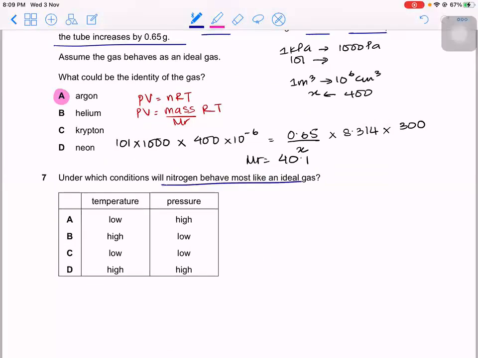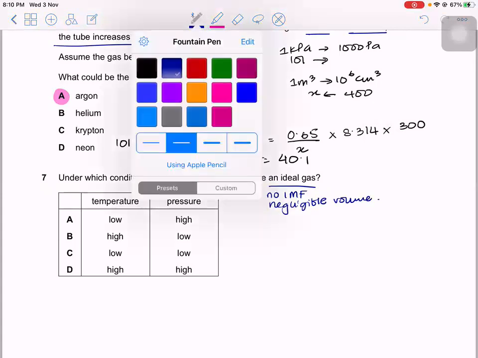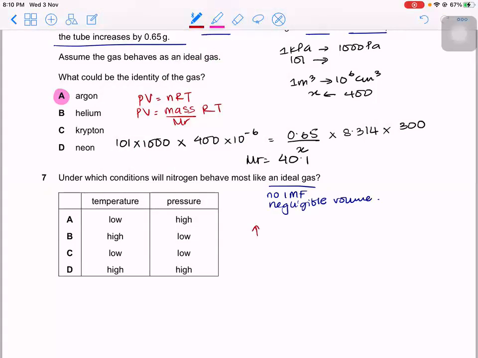Under which conditions will nitrogen behave like an ideal gas? For an ideal gas, we have assumptions. You should have no intermolecular forces, and negligible volume compared to the total volume of the container. This is possible at high temperature, because at high temperature particles are far apart and there will be less or no intermolecular forces between them. And at low pressure, because at low pressure particles are far apart. So high temperature and low pressure are the conditions at which a gas can behave ideally. The answer therefore is B.